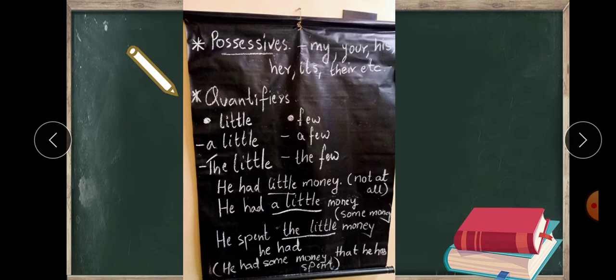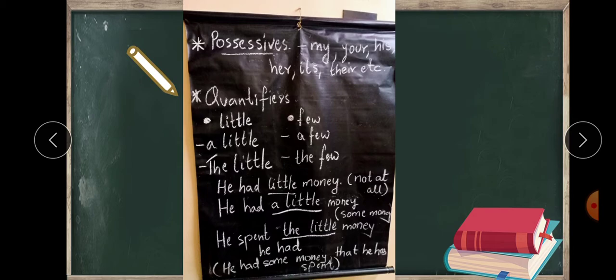Little: there are two more forms, a little, the little. Few, a few, the few. Let's see some sentences using little, a little, the little. He had little money. What does it mean? That if we are talking in general, he doesn't have money at all. He had a little money. That means he has at least some money. Not in a greater amount, rather in a lesser amount. He spent the little money he had. What does it mean? Although he had a small amount of money, that too he has spent.